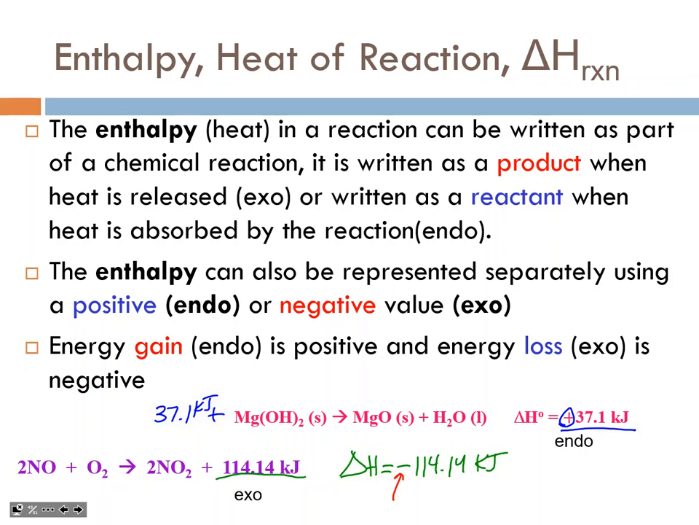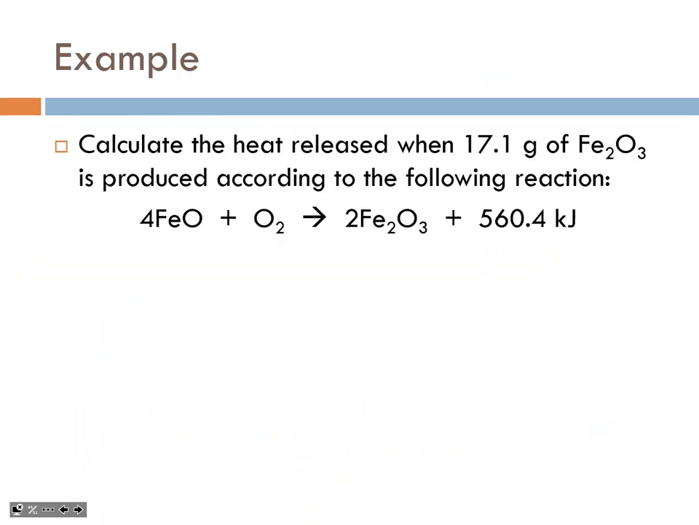These aren't too bad. It's basically like a mini conversion, somewhat like a stoichiometry setup. So if we're given a reaction like this, we have iron 2 oxide plus oxygen giving you iron 3 oxide, which happens to be rust. Here they tell us the heat is being released and it's a product, so we know this is exothermic. Okay, the delta H would be negative 560.4 if they wrote it that way.